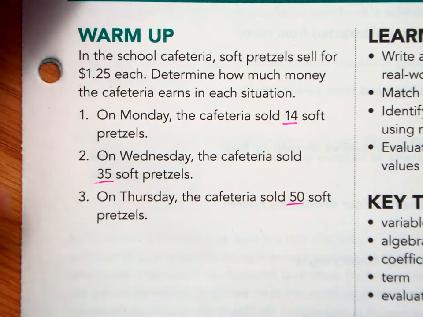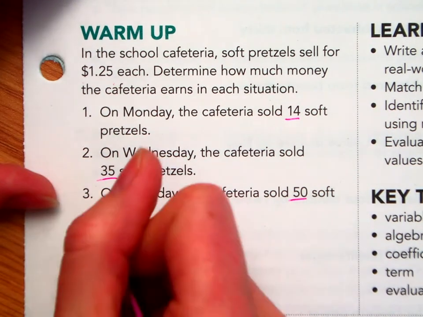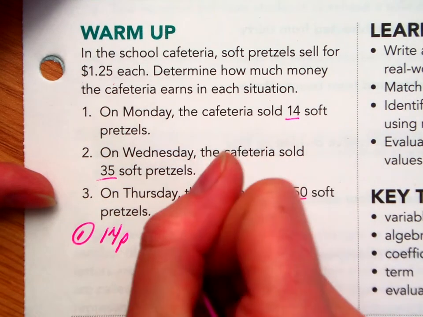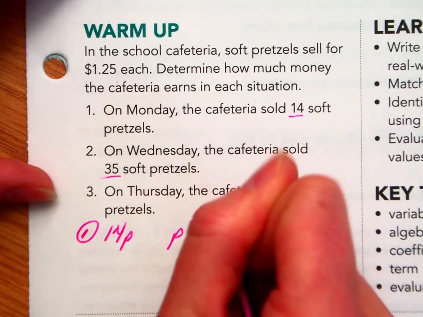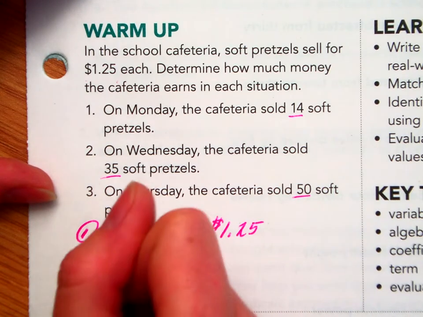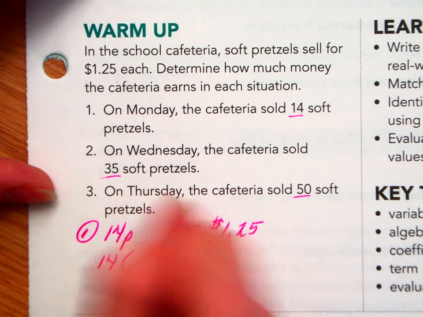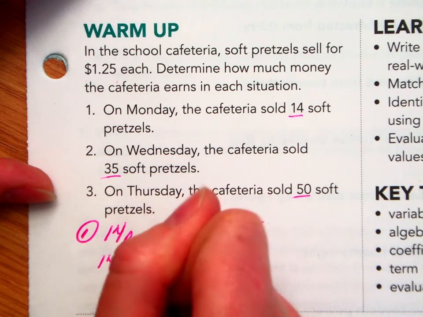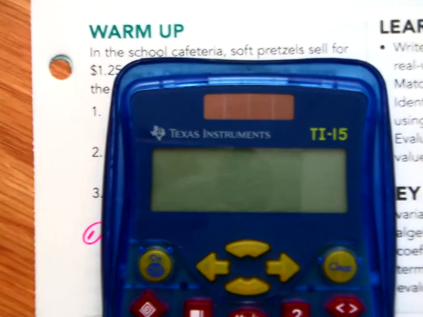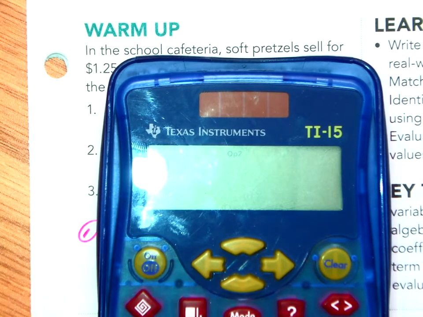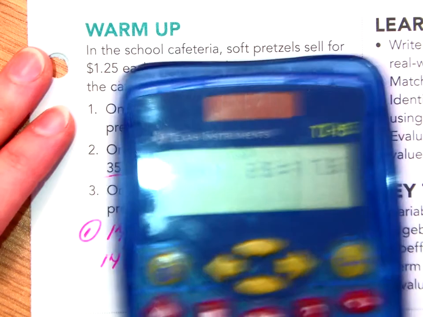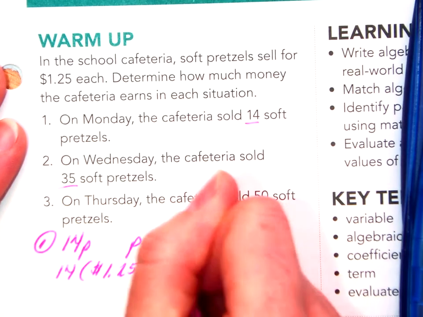Let's try it out. Number 1, we have 14 pretzels. Well, the price of a pretzel is $1.25. Therefore, it'll be 14 times $1.25. We're going to substitute the value for P. Let's just try this out on our calculator. 14 times $1.25. $17.50. That seems reasonable.